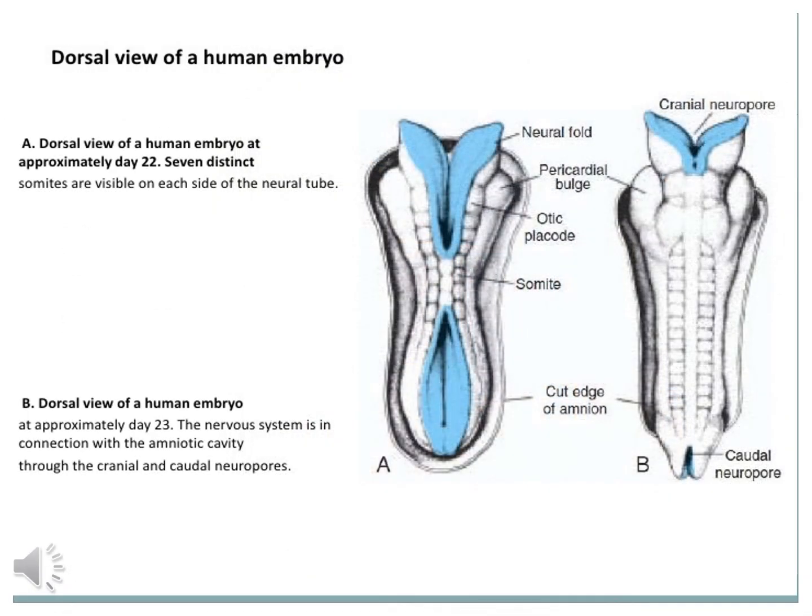I think this slide is more clear in showing how this tube structure is opened. You can see here the pericardial bulge, and over it there is a rod-like structure. Here is the neural rod, with the anterior open cranial neuropore and the caudal neuropore. Cranial means anterior, and caudal means posterior, open to the outside by these pores, which is evident at embryo age 22-23 days. That is the third week of embryonic development.